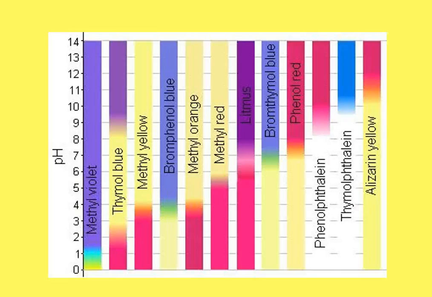This slide summarizes some common acid-base indicators and the colors and ranges in which they work. Phenolphthalein, which I mentioned, you can see is colorless anywhere below a pH of around 8, and then transitions to a pink color in the more basic solutions.